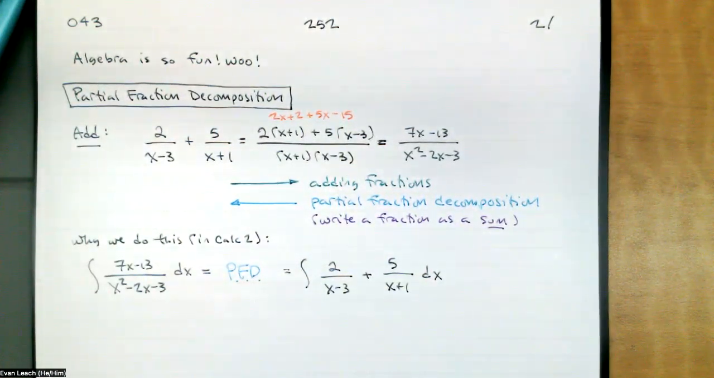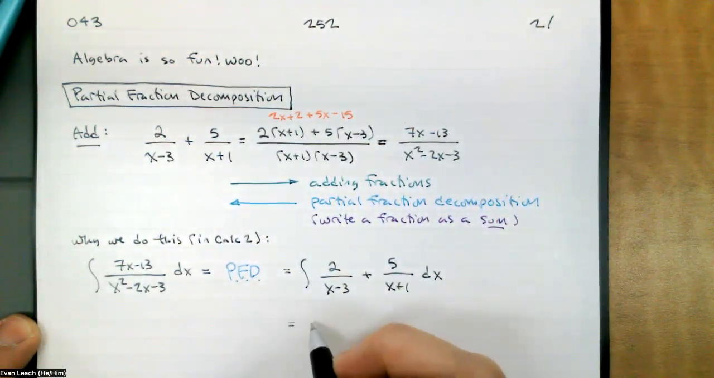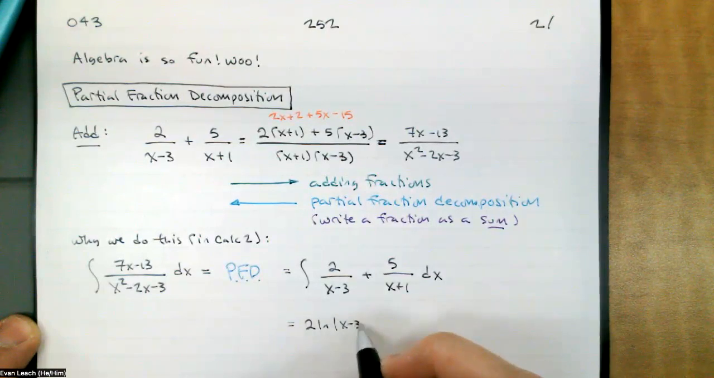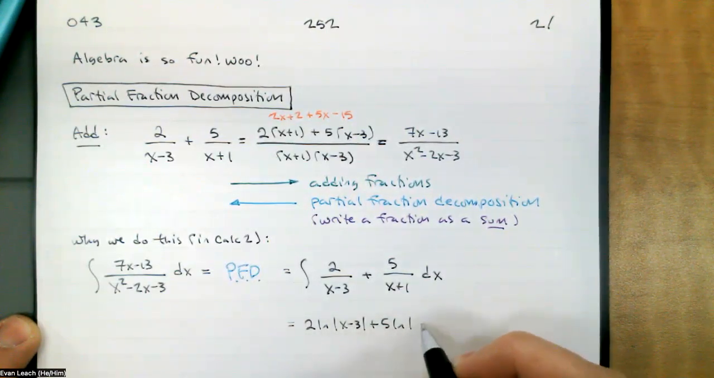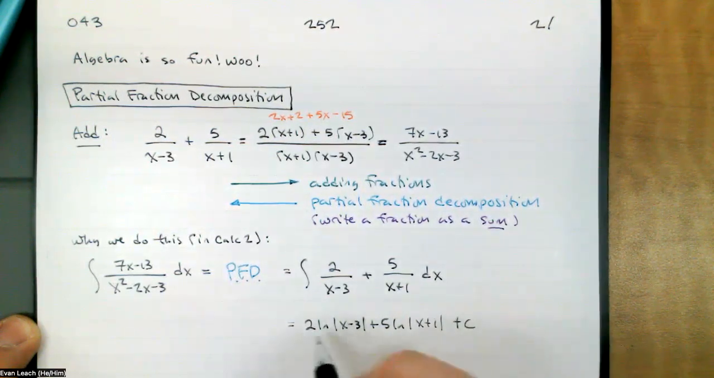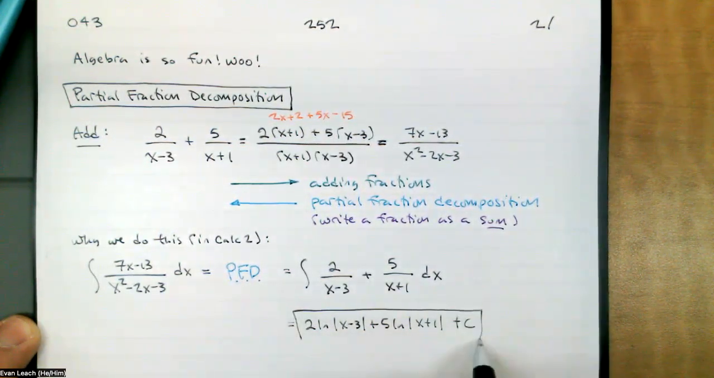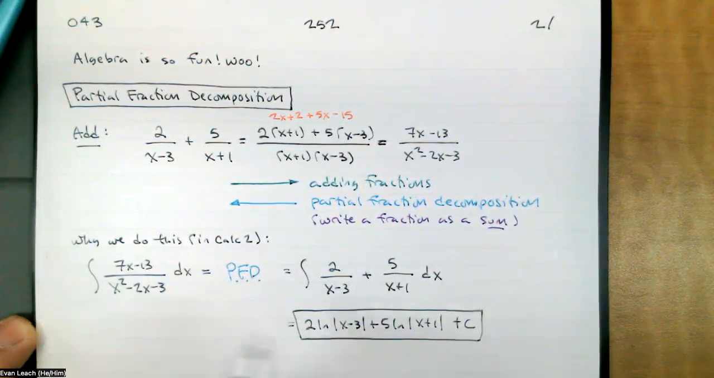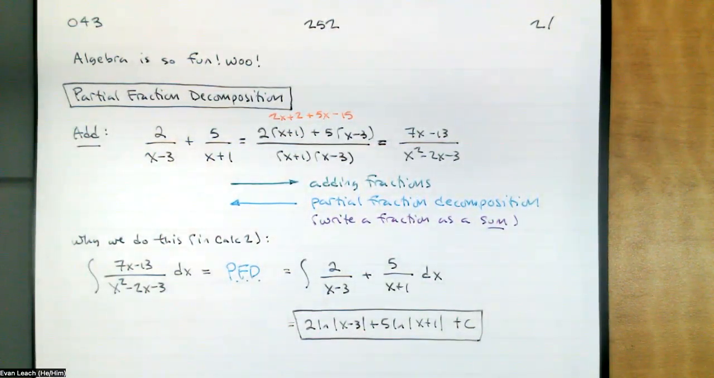And the reason that we would want to do this is because these are two simple integrals that we could do just by looking at them. So this gives us 2 times the natural log of absolute x minus 3 plus 5 times the natural log of absolute x plus 1 plus c. What told us we had to do this is that we looked at our initial rational function, saw that the denominator was quadratic with real zeros, and that makes us do partial fraction decomposition.